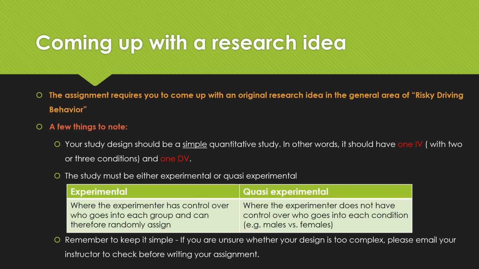Another important requirement for your design is that it must be either experimental or quasi-experimental. An experimental design is where the experimenter has control over who goes into each group or condition and can therefore randomly assign. On the other hand, a quasi-experimental design is where the experimenter does not have control over who goes into each condition. For example, an experimenter cannot allocate people to be either male or female. They are either male or female.